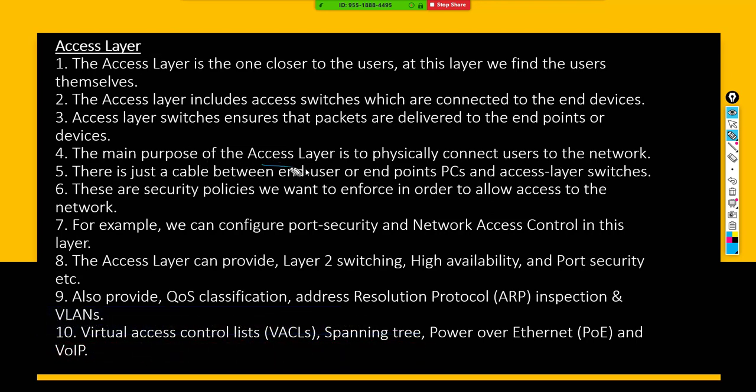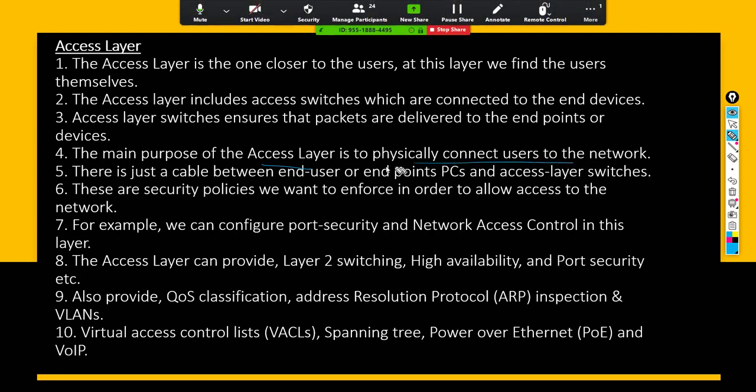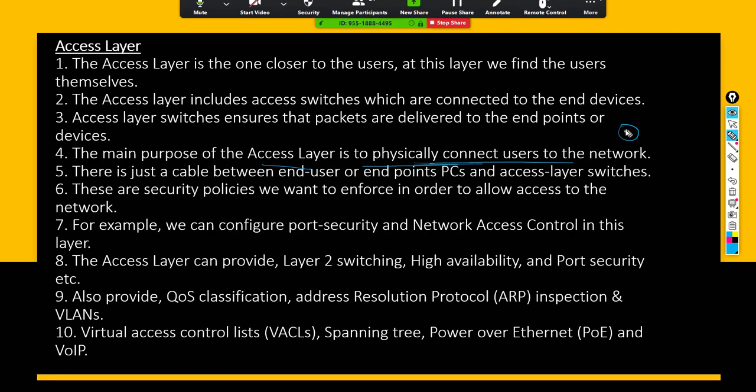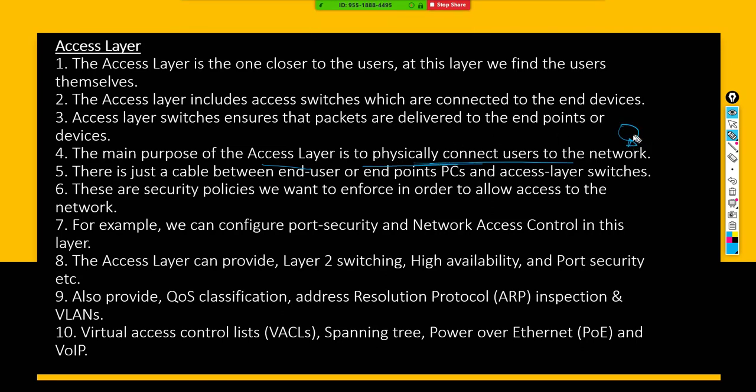The purpose of access layer is to physically connect users to the network. Okay, so there are physical connections between your users. It can be a Wi-Fi user, it can be a computer user, or anyone. It's physical wired connectivity. There is just a cable between end user, endpoint PCs, and access layers. Okay, the same thing, like the direct connectivity.